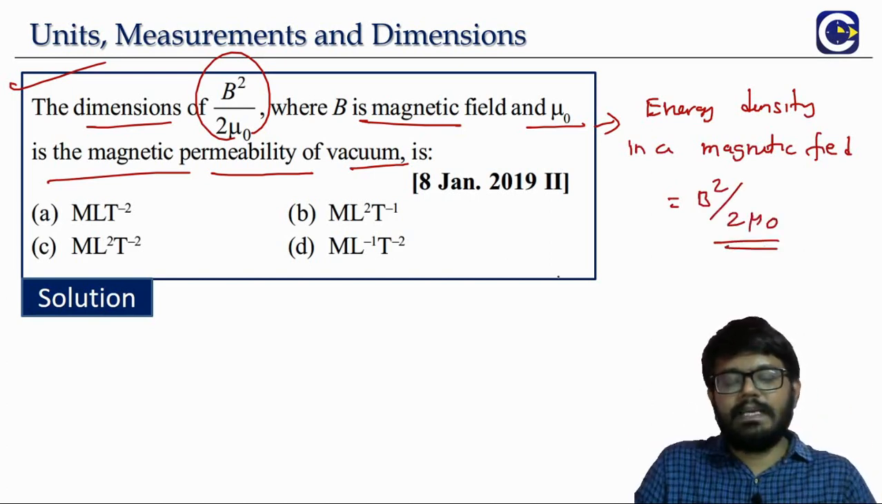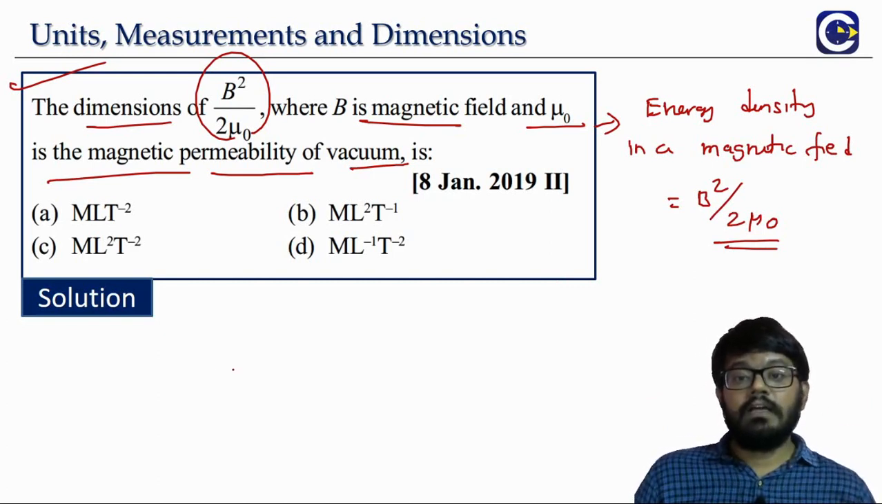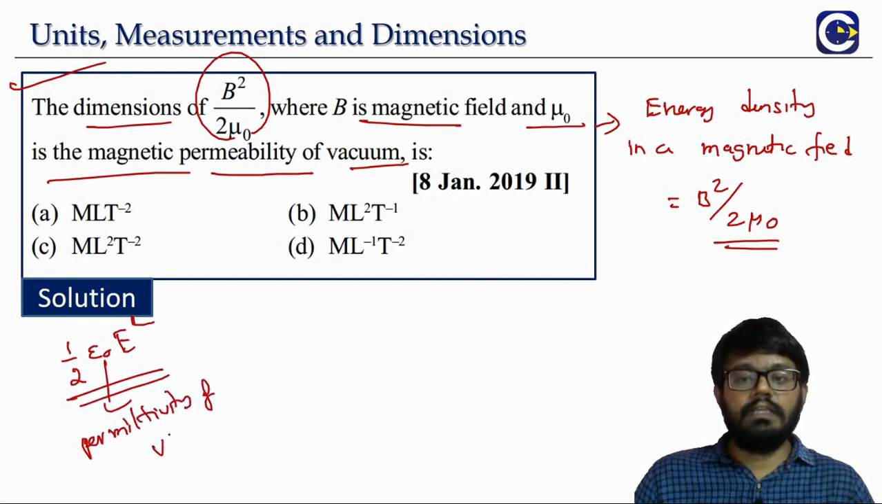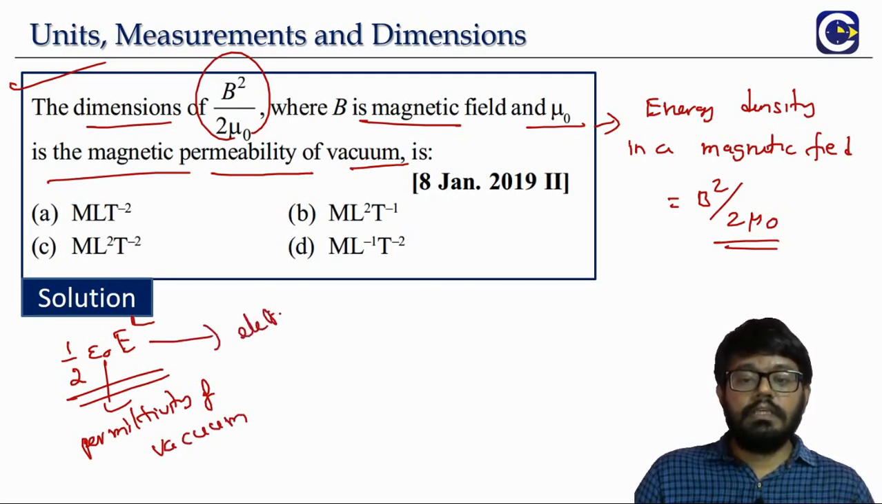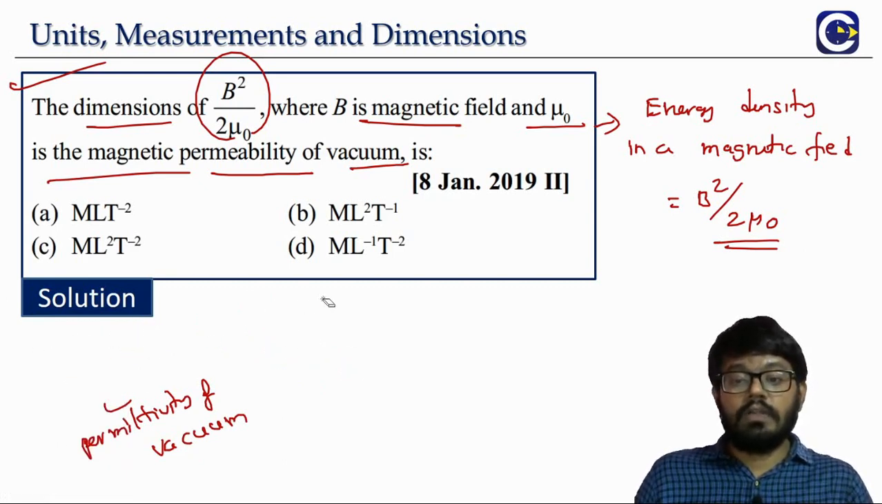If there is a magnetic field spread in the vacuum, the energy density will be B square by 2 mu naught. Similarly, in case of the electric field also, the energy density formula will be half into epsilon naught into E square, where epsilon naught is what? We call it the permittivity of the vacuum, and E is the electric field. So these two formulas we will see when we go to the electromagnetic wave chapter. But I am just giving you so that we will see how we can quickly solve this, provided we have knowledge about the electromagnetic wave chapter.